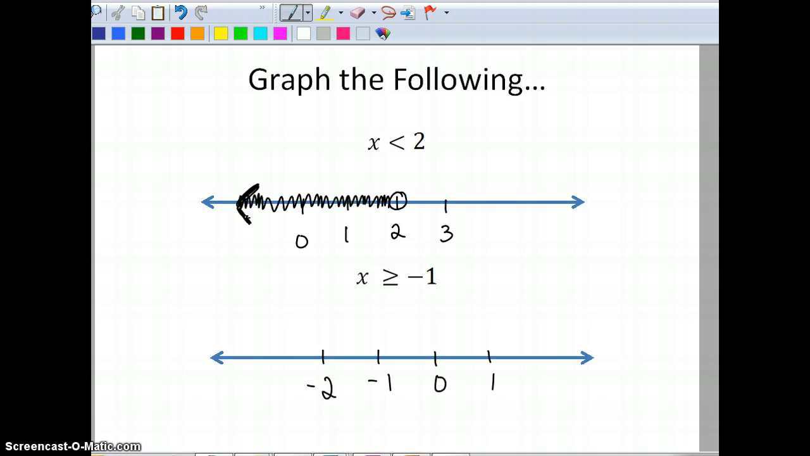Now I'm graphing x is greater than or equal to negative 1. Greater than or equal to. That tells me that I'm going to have a closed circle. Negative 1 is my important point. I'm going to fill my circle in. And now I've got to figure out which direction I'm going to shade. Is negative 2 greater than negative 1? Is it larger? No. Is 0 larger than negative 1? Yes. So I'm going to shade to the right this time.